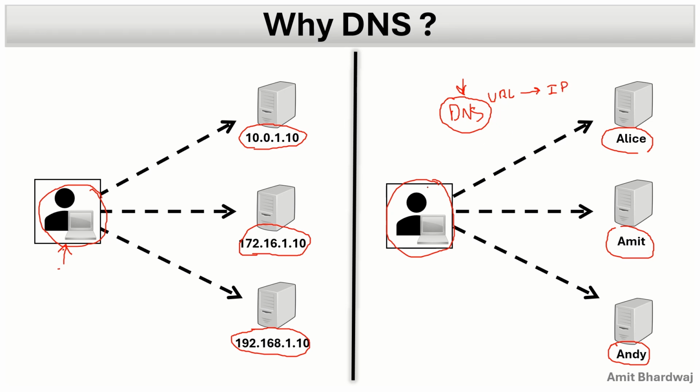So now let's say user wants to access the server with the name Alice. For that, it will first reach out to the DNS asking that for Alice, give me the IP address. And that is where the DNS provides it with the IP 10.0.1.10 of the Alice for that communication. Same is the case with Amit. Request goes again to the DNS asking for the IP address of the URL or the host Amit, and DNS provides the IP 172.16.1.10 for that communication, and that happens.